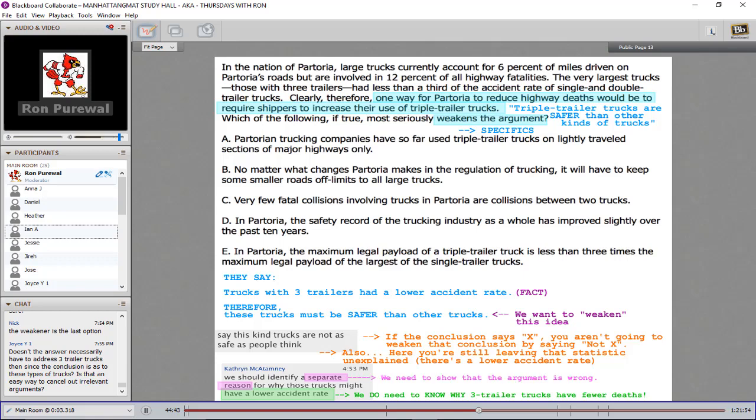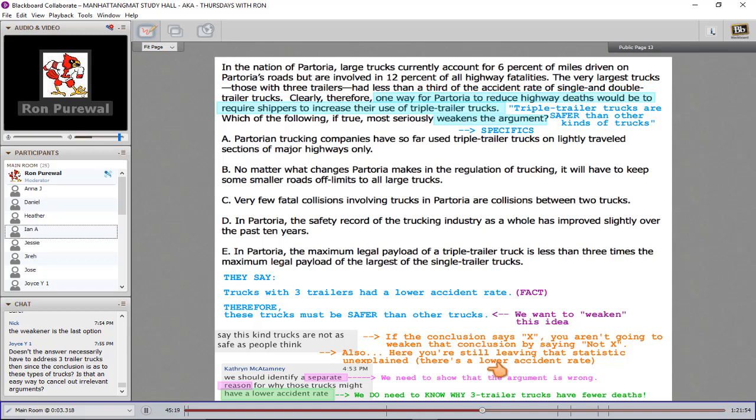Common sense should tell us the argument is wrong, because it should be pretty clear that 3-trailer trucks are not safer than 1 or 2-trailer trucks. But even if common sense explains that, we still have a statistic that is counterintuitive, and we still have to explain it. So yeah, as Joyce says, we have to explain for those specific type of trucks. Yes, we do.